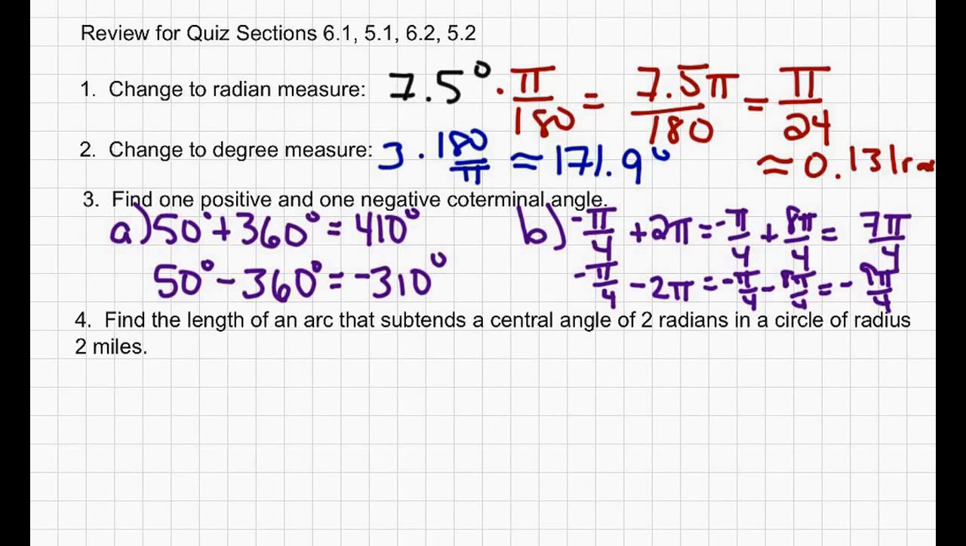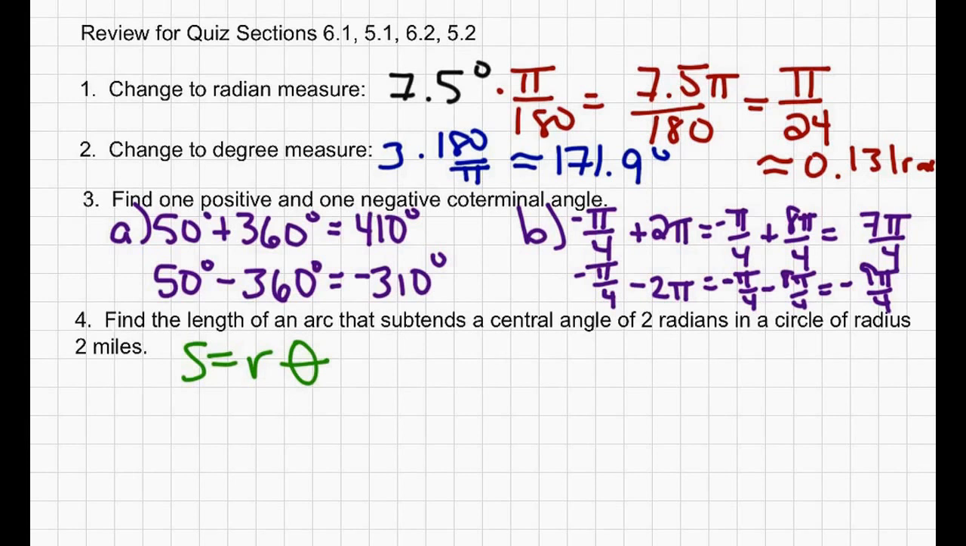Number 4, find the length of an arc that subtends a central angle of 2 radians in a circle of radius 2 miles. Arc length is the formula S equals R theta, where theta has to be in radians.